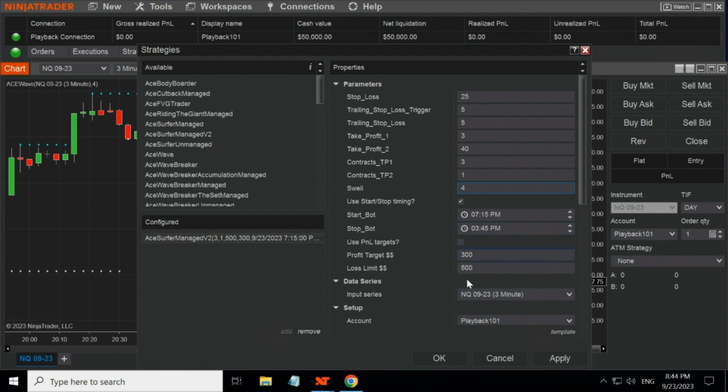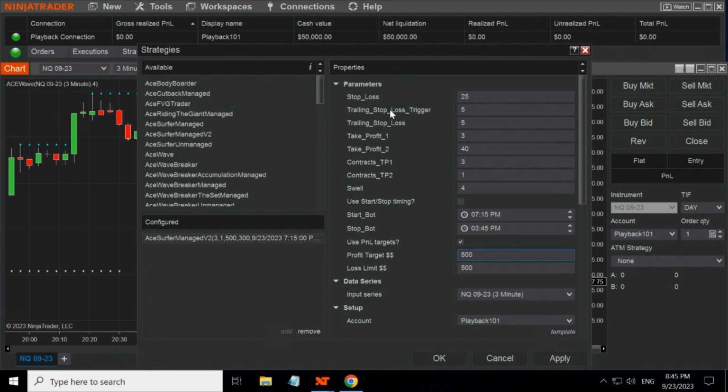The parameters down the bottom here are exactly the same as version 1 of Surfer, but I'm not going to use the timing one today, just for my example. But I will use parameters for the P&L targets. So I'm going to look for a $500 profit and a $500 loss. It's like a 1-to-1 kind of thing for the day, right? So I've talked through the initial stop loss, the initial take profit, and the initial contracts. They're exactly the same as Surfer version 1.